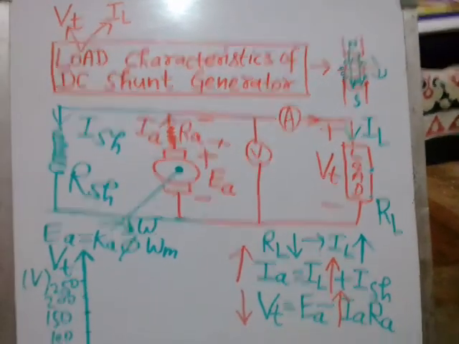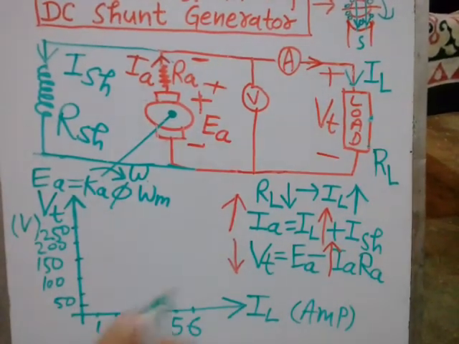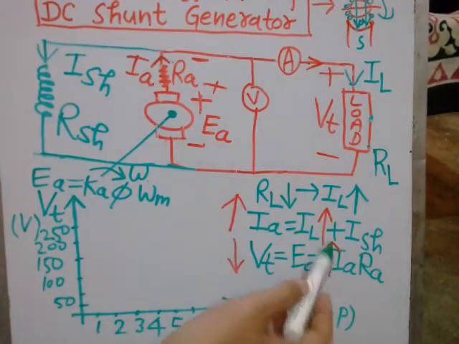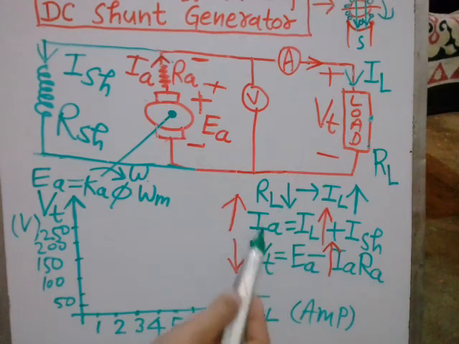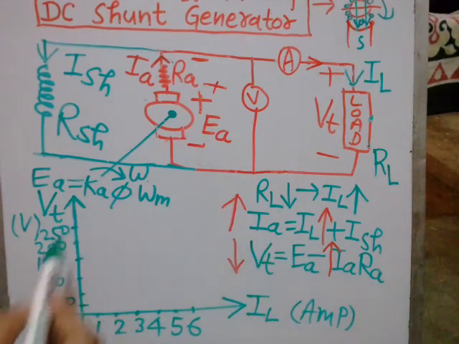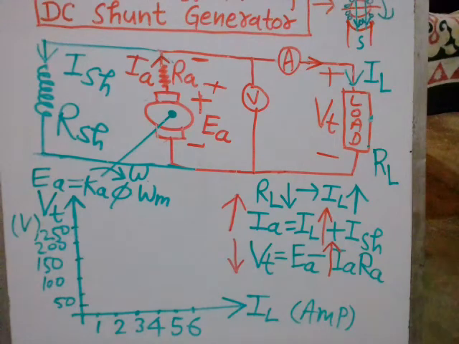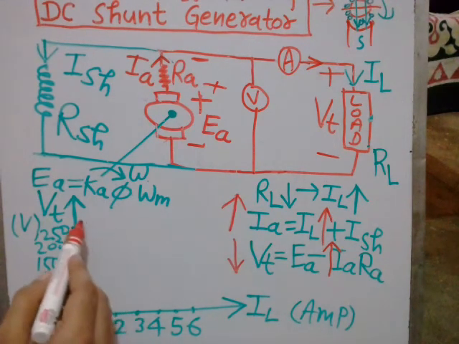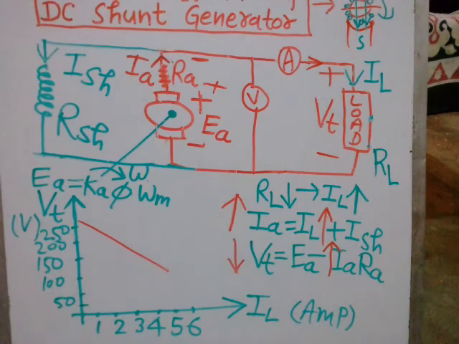As you have understood, once the load is increasing, load current is increasing, armature current is increasing, that is why terminal voltage is going down. That means you can readily draw a characteristic like this. It is a drooping characteristic, that means it has a negative slope. This characteristic is basically the DC shunt generator load characteristic, that means the characteristic between terminal voltage and the load current.